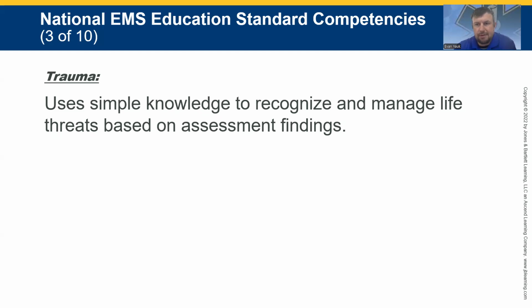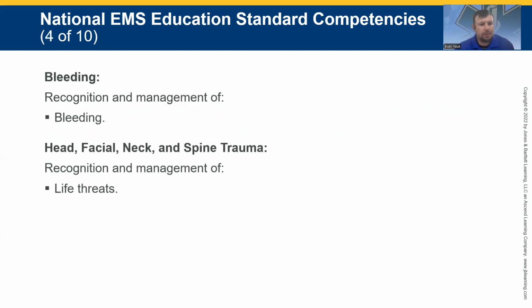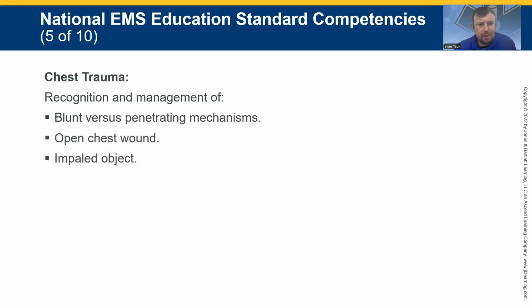So we know ABCs are life threats. So bleeding: recognizing it, how to control it, and what different types of bleeds there are. Head and facial, neck and spine trauma: recognizing those and how to treat those. Chest traumas, there are different types: blunt versus penetrating, open chest wounds, and impaled objects, and of course, how to treat them.